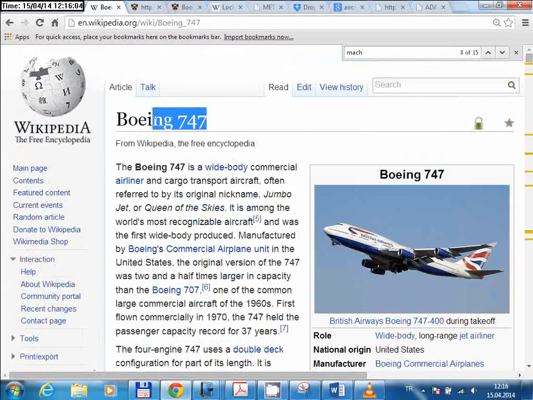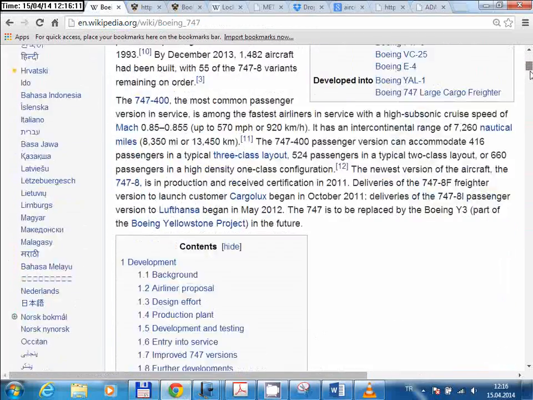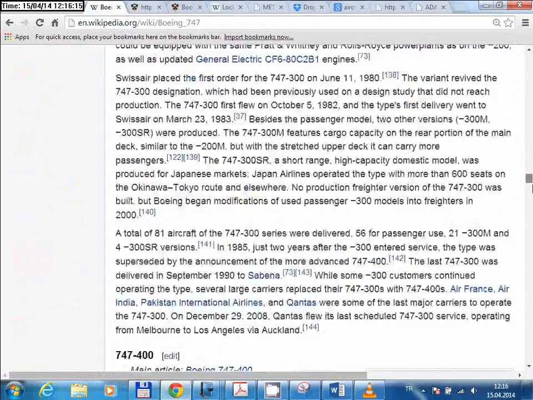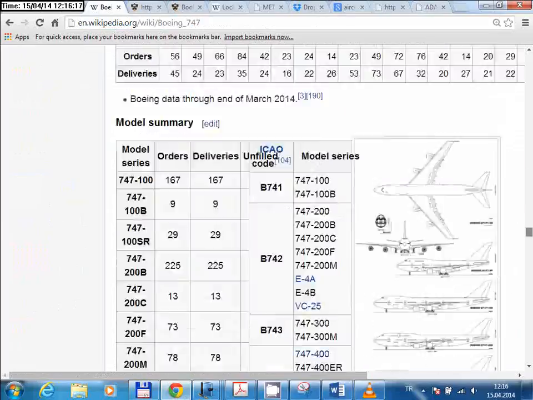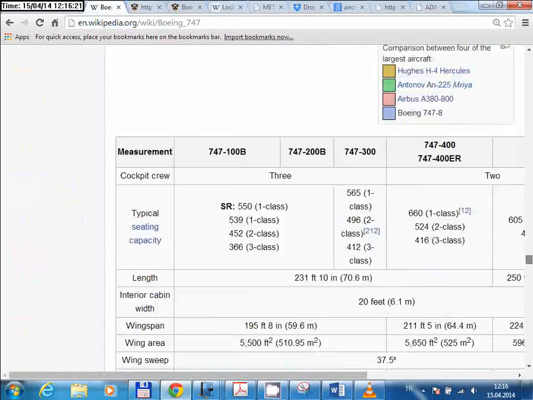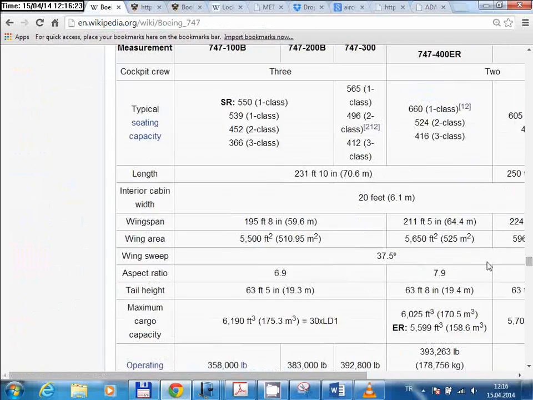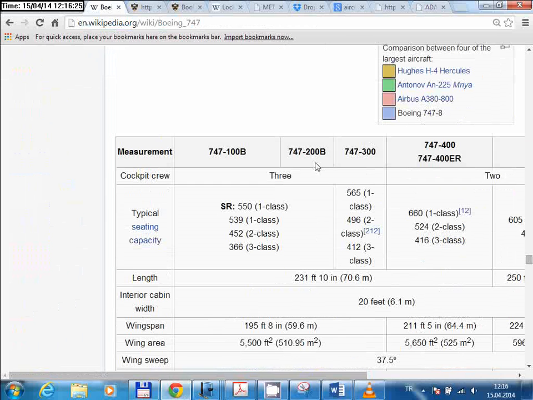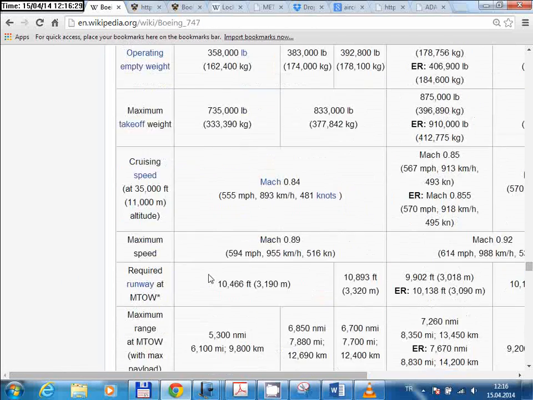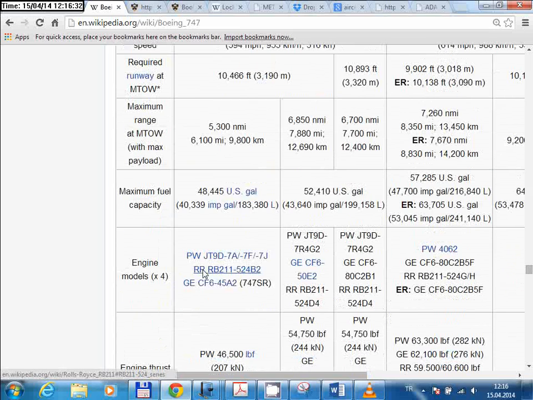So this is the Boeing 747 aircraft, the Wikipedia page for that aircraft. Let me show you the engine data for this aircraft. Let's go down to these tables here. Okay, so some information about different versions of this aircraft is given, and what's important for us is the engines, right?